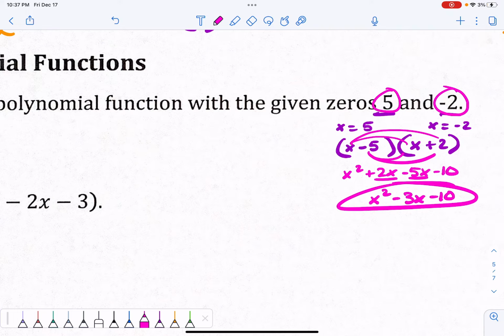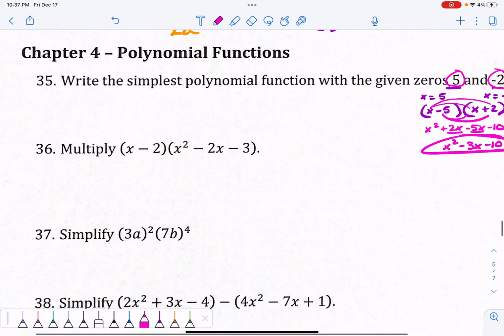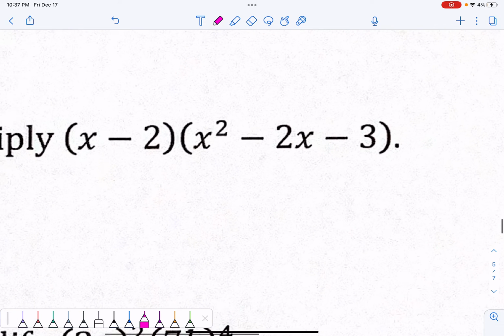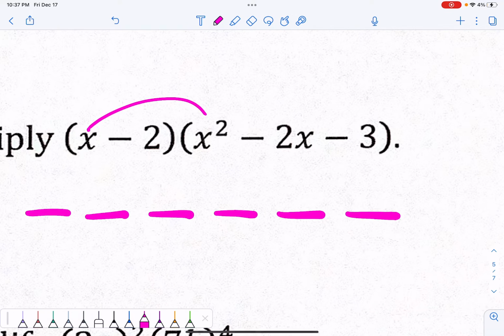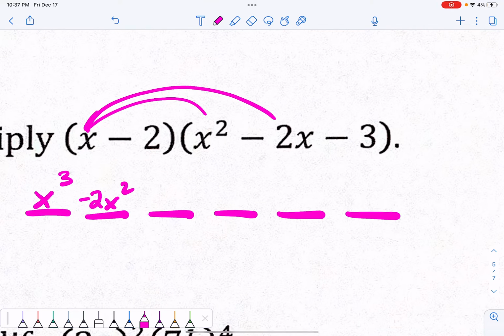Okay, all right, let's move on and let's do 36, which is another multiply, but instead of doing FOIL, this is 2 pieces times 3 pieces, which is going to give us 6 pieces total. 2, 3, 4, 5, 6. Okay, so x times x squared is x to the third power. X times negative 2x is negative 2x squared. X times negative 3 is negative 3x.